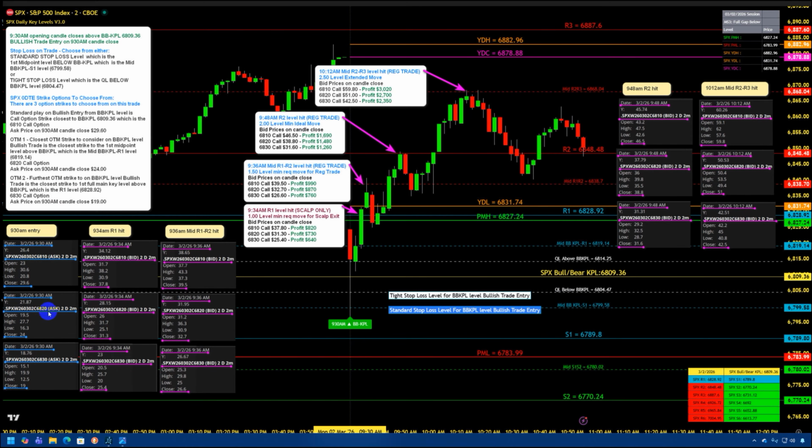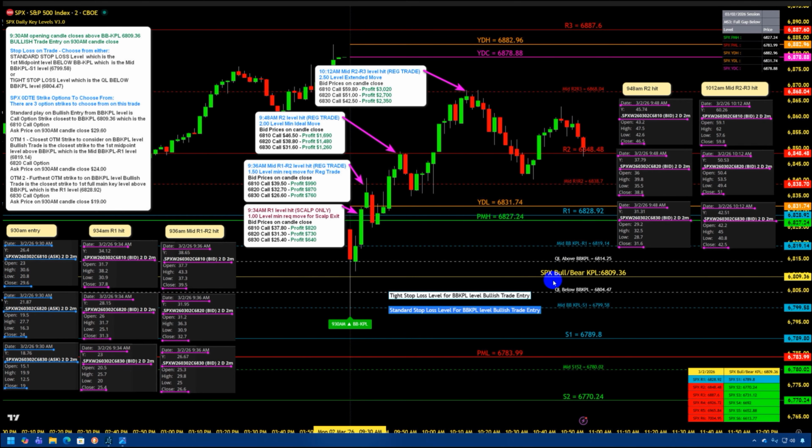Here we have the 9:30 a.m. candle closes. We have the ask prices on the candle closes here. There's always going to be 3 strike options to choose from on any bullish or bearish trade from any of the main key levels, whether that's the bull bear key price level or the R1 through R6 or S1 through S6 levels. In the case of this particular trade, this is a bullish trade from the bull bear KPL level. So how the 3 strikes are determined with this indicator for this bullish trade from that level are as follows.